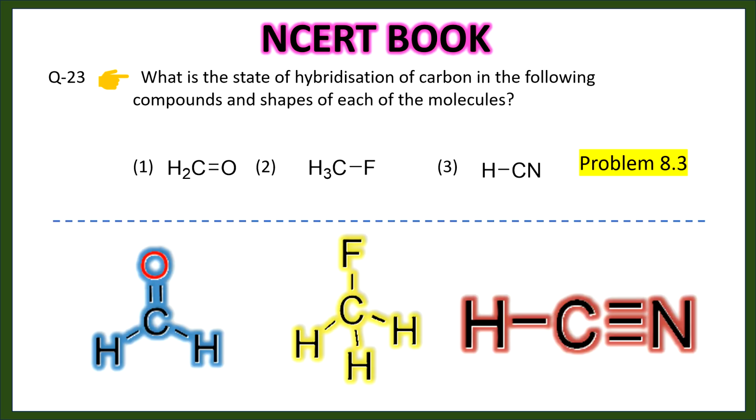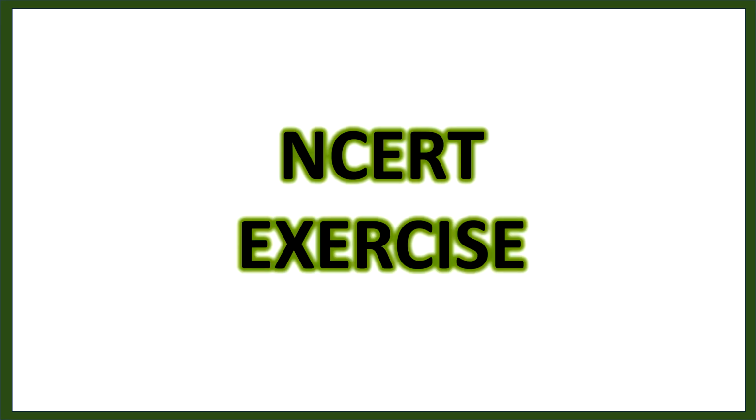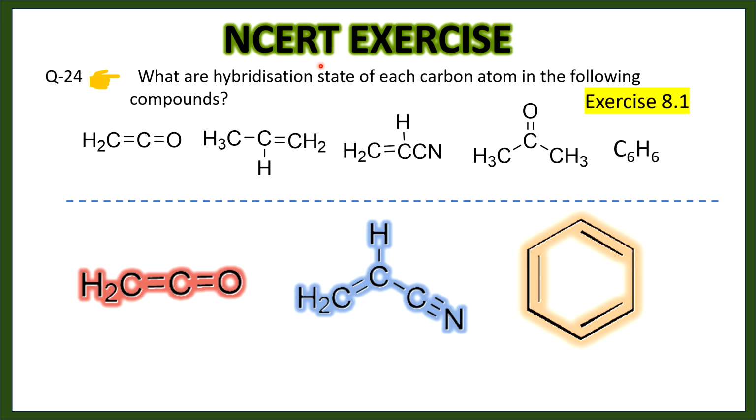Now 23. What is the state of hybridization of carbon in the following compounds and the shape of each molecule? H2CO is sp2, this one with all single bonds is sp3, and this case with a triple bond means sp. Now NCERT exercise question number 24.